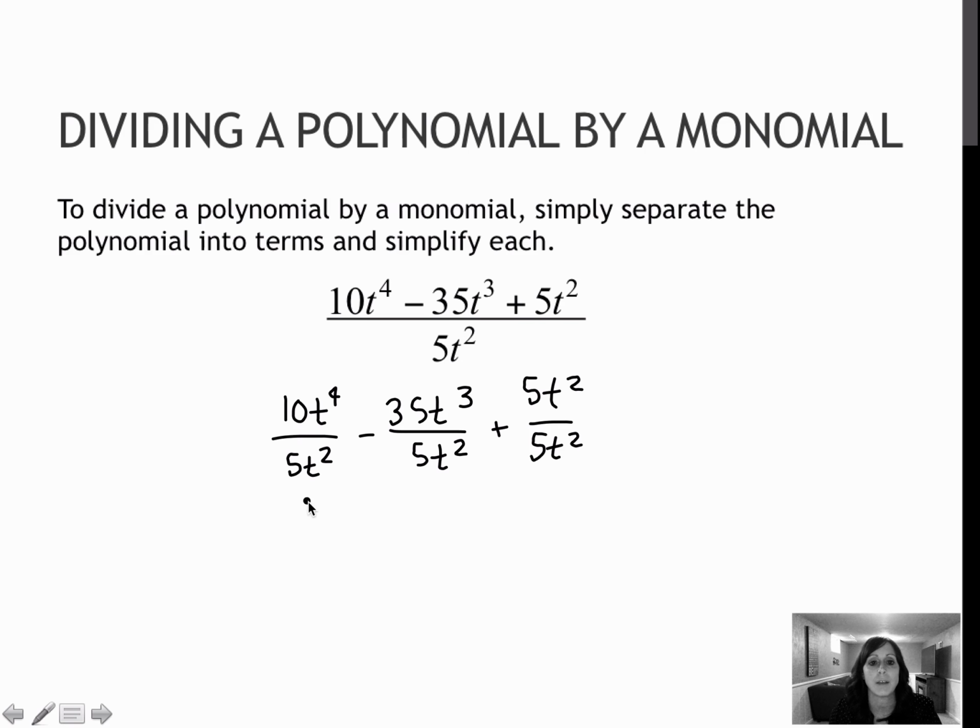So 10 divided by 5 would give me 2, and then subtract the exponents. 4 minus 2 would be t squared. 35 divided by 5 gives me 7. 3 minus 2 gives me t to the 1st. And then 5 divided by 5 gives me 1. And t squared divided by t squared, those end up going away. So that's my final answer. So when you're dividing by a monomial, simply separate the terms and simplify each.